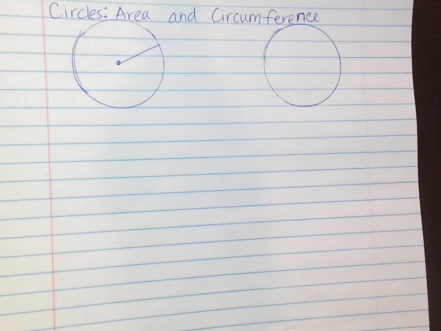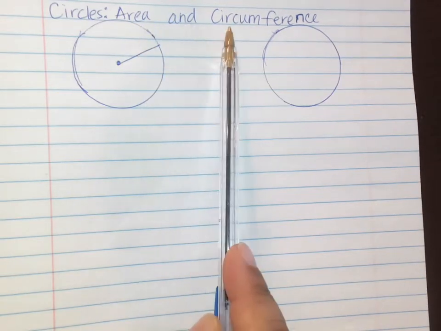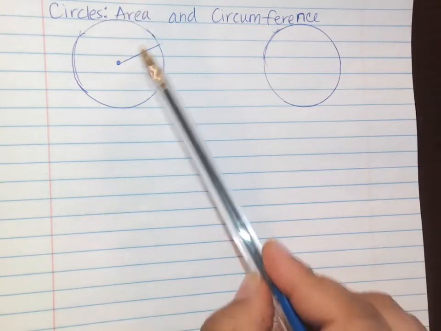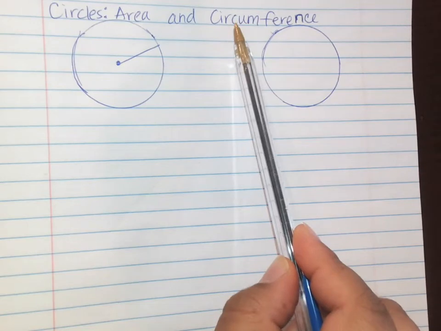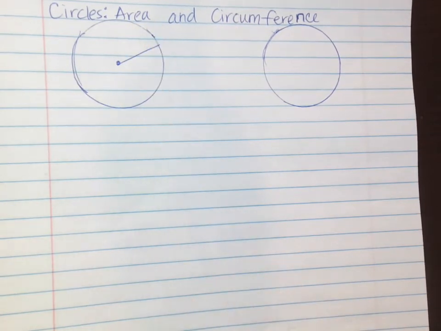Hey everyone, we're going to continue talking about circles. So this video is going to be about area and circumference. If you think about area, that would be the space inside of the circle. And then circumference is the outside, kind of like the perimeter of a circle.